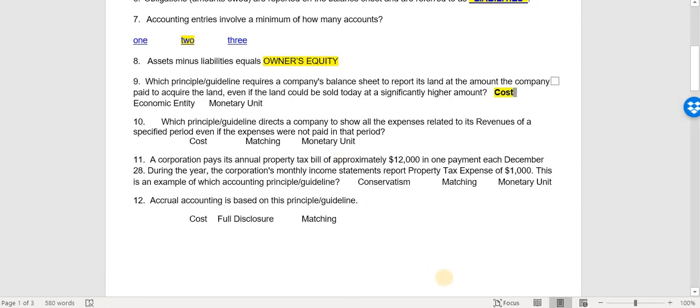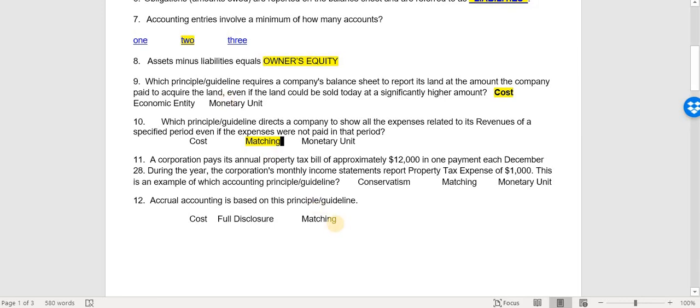Cost principle. Number 10, which principle or guideline directs a company to show all the expenses related to its revenues of a specified period, even if they weren't paid in that period? So, for example, I incurred rent, but I didn't pay it till next month. Too bad. I want to show it this month when I owed it. That's called the matching principle. I want to match our revenues with our expenses.